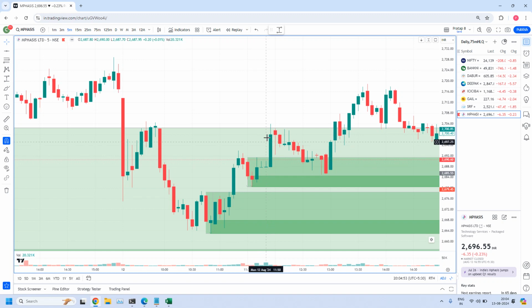You may say rally base rally, this also we can consider, but this is already pierced, so it's no more valid. So at present this is valid, drop base rally, and this is another drop base rally, but this is already tested, picked up the order and again moved up.